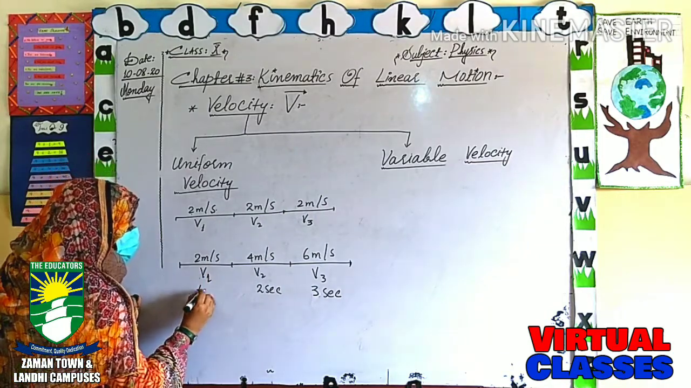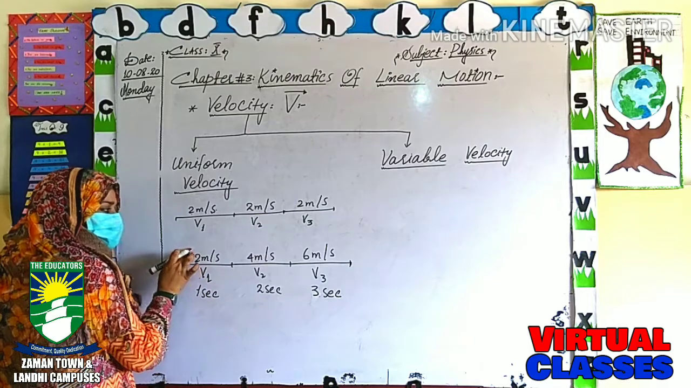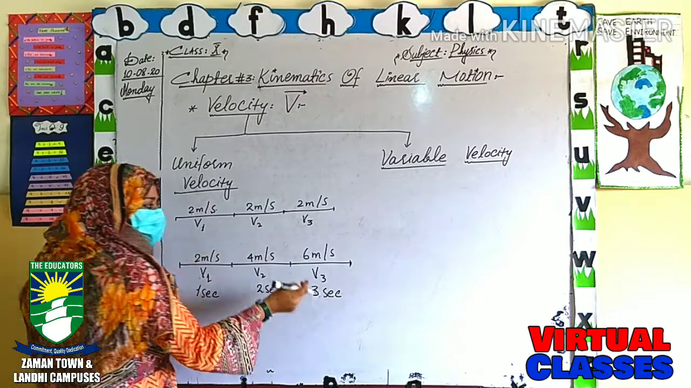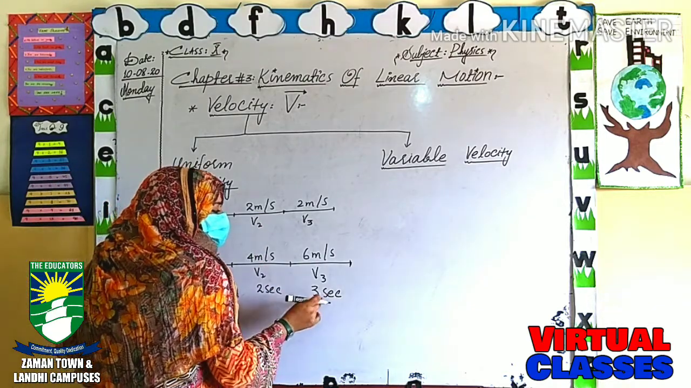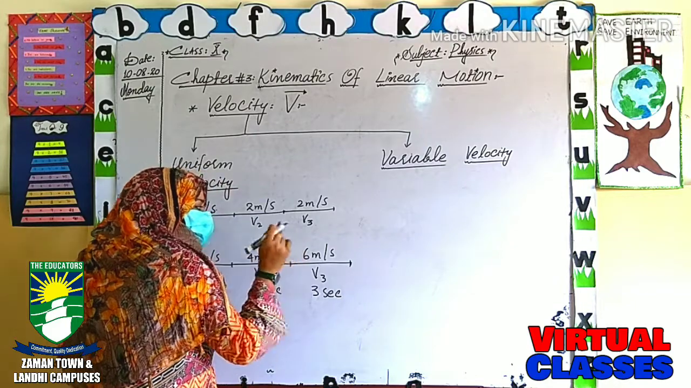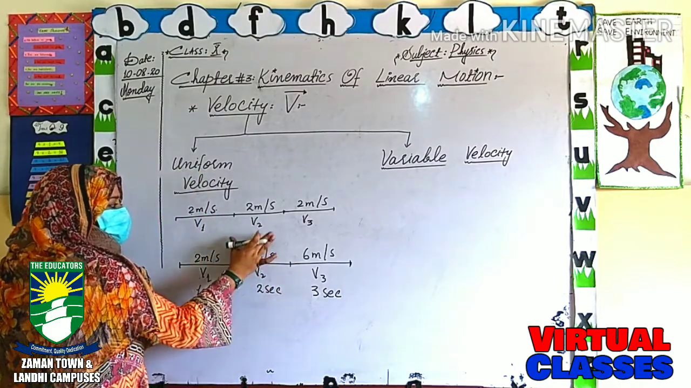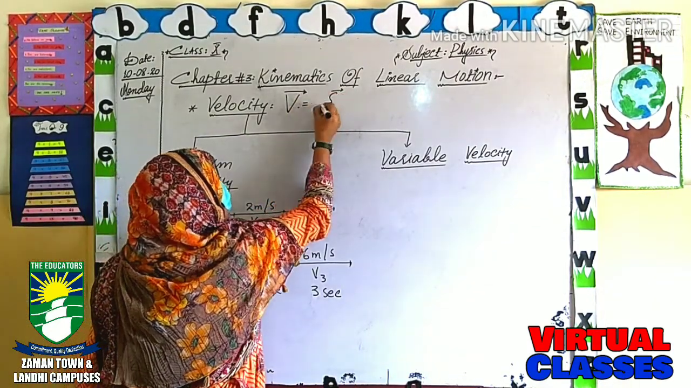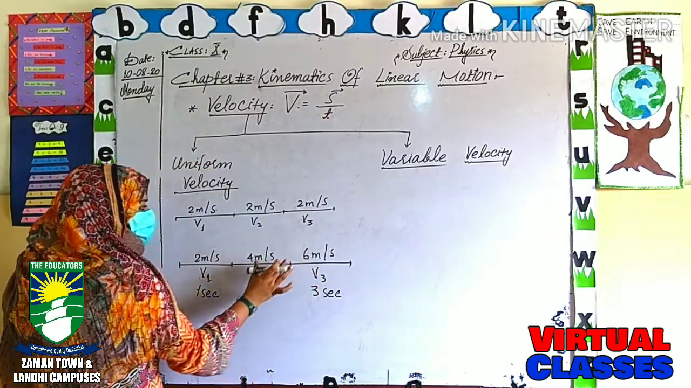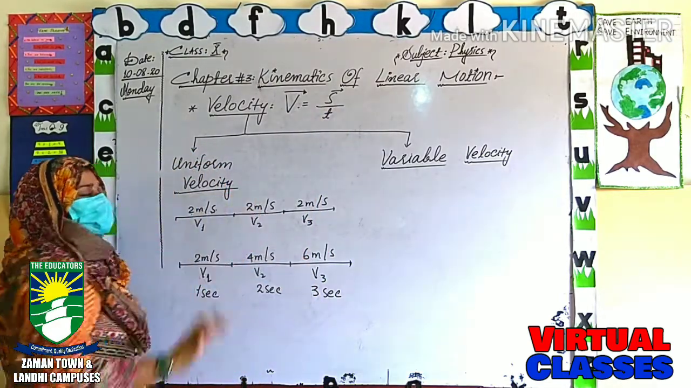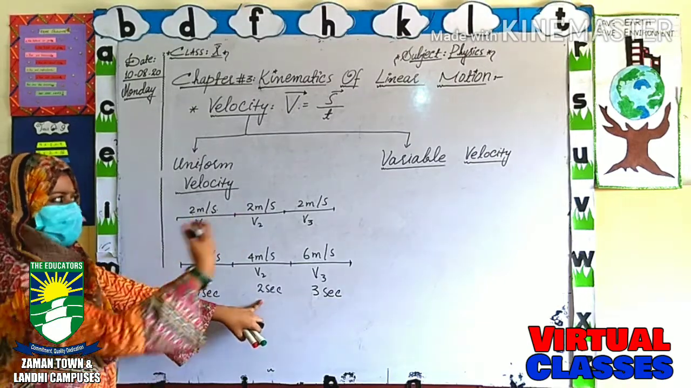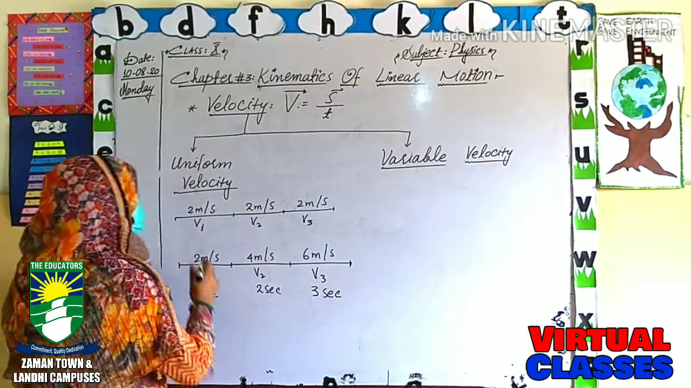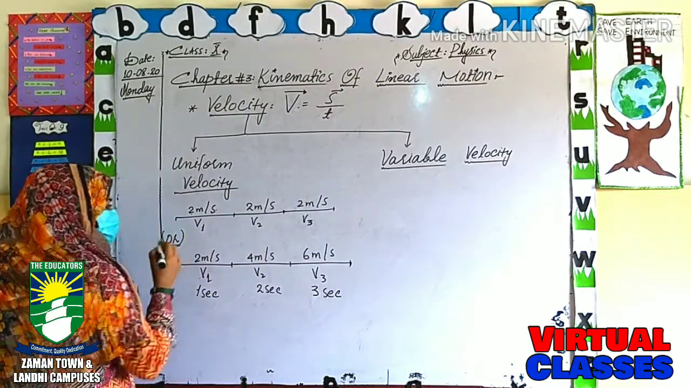In v1, it's taking 1 second to cover 2 meter distance. In v2, you can see the body is taking 2 seconds to cover the distance of 4 meter. While in v3, the body is taking 3 seconds to cover the distance of 6 meter. If I calculate this velocity by the formula displacement divided by time, my answer for all the cases will be 2 meter per second. I am going to explain this example with the help of numericals as well. So both the examples are the same.